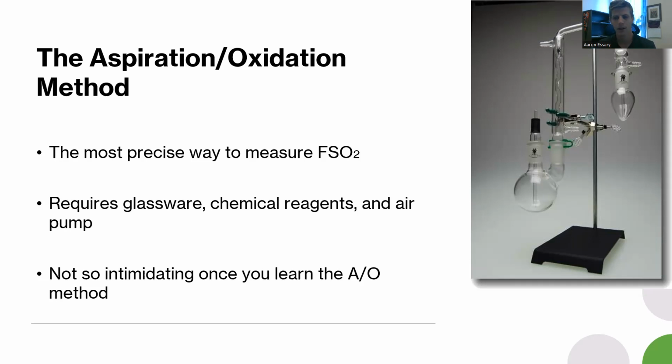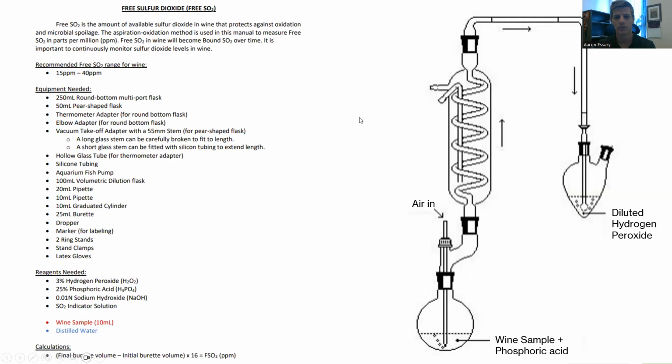So here is a slide. On the left is everything you need to measure free SO2. On the right, this picture is just a diagram of how it works. In that round bottom flask, you have your wine sample plus phosphoric acid. In that heart-shaped flask, you have diluted hydrogen peroxide. Those are just the chemical reagents you need.